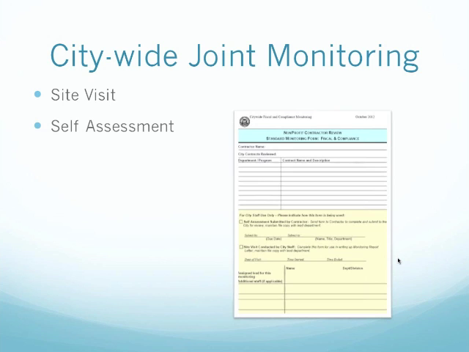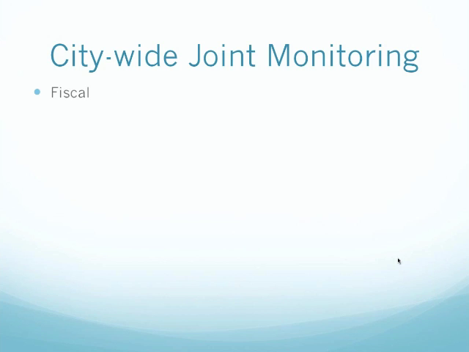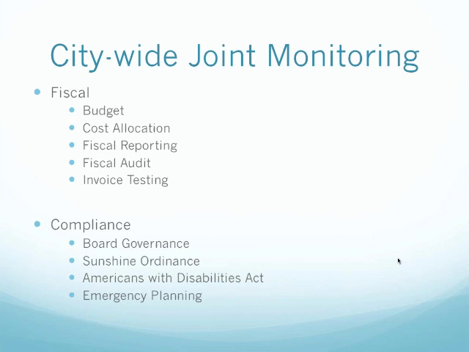But in either case, the form looks the same. It looks like this. The form has 2 main sections. The first section is fiscal, and the second section is compliance. The fiscal portion covers budgets, cost allocation, fiscal reporting, fiscal audit, and invoice testing. And compliance goes over reviews of board governance, sunshine ordinance, ADA, and emergency planning.